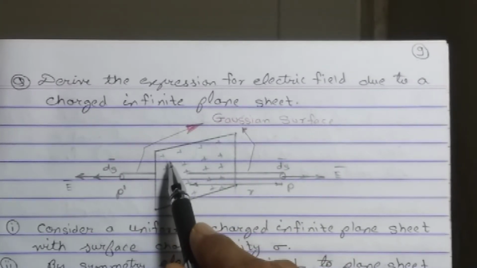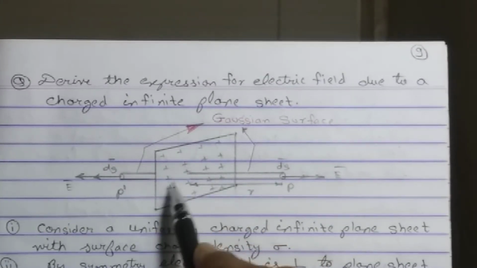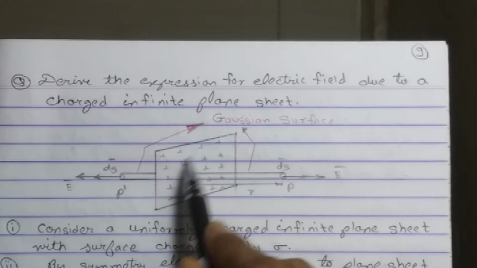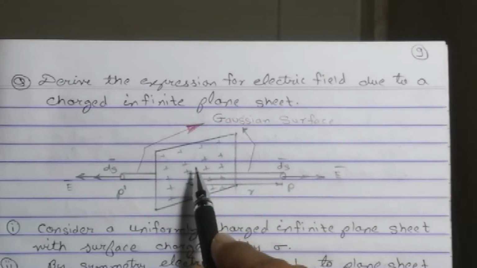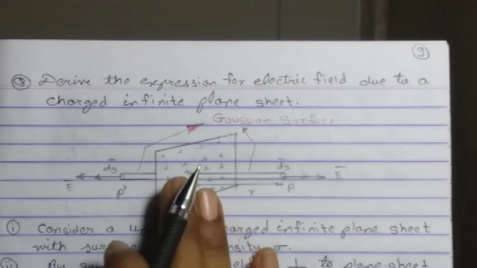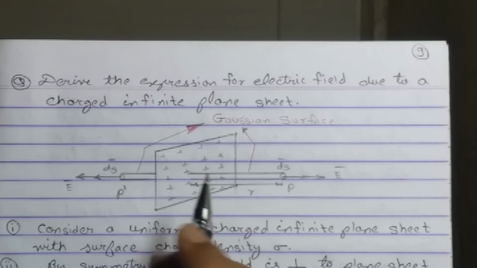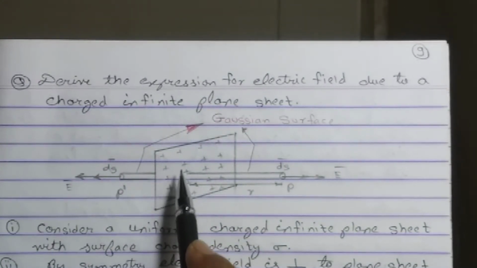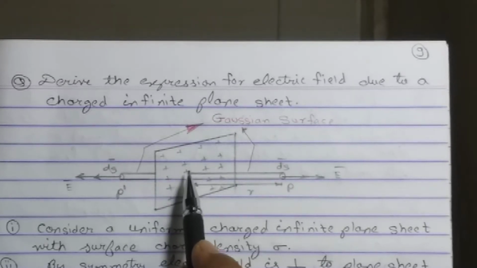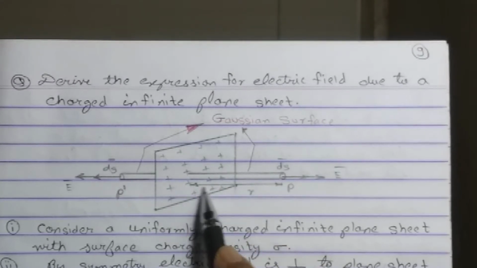What do you observe here, students? The positive charge is situated on its plane surface. You have to imagine this charge is on the right hand side as well as the left hand side of the plane sheet. And we have to find out how much electric field is at a point P. So here I consider one point P which is at a distance small r.